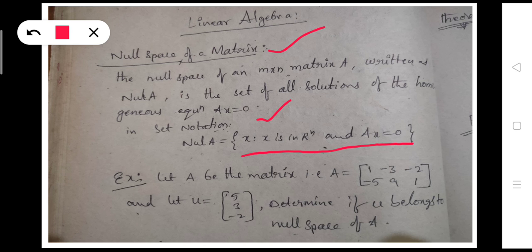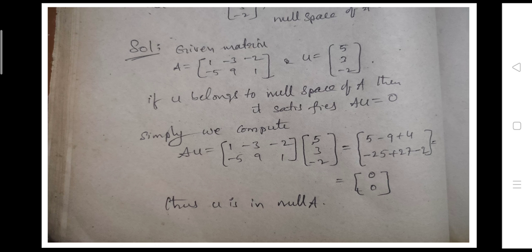Based on this concept, we have one example. Let A be the matrix A = [1, -3, -2; -5, 9, 1], and u = (5, 3, -2). Determine if u belongs to the null space of A. If u belongs to the null space of A, then we must have Au = 0.